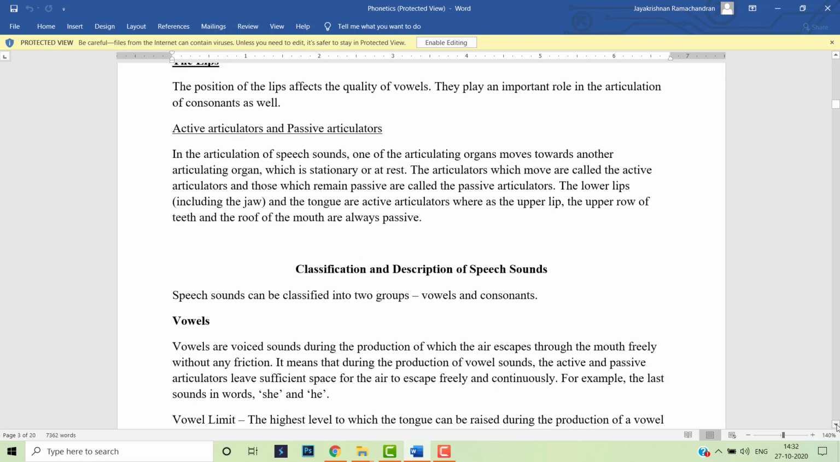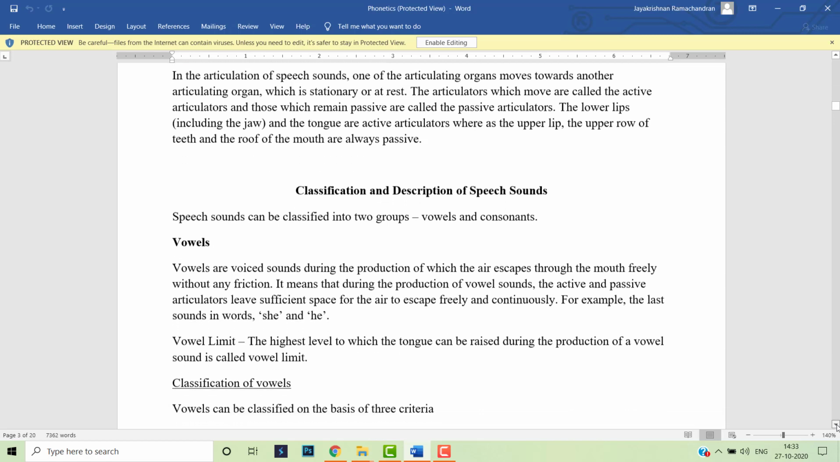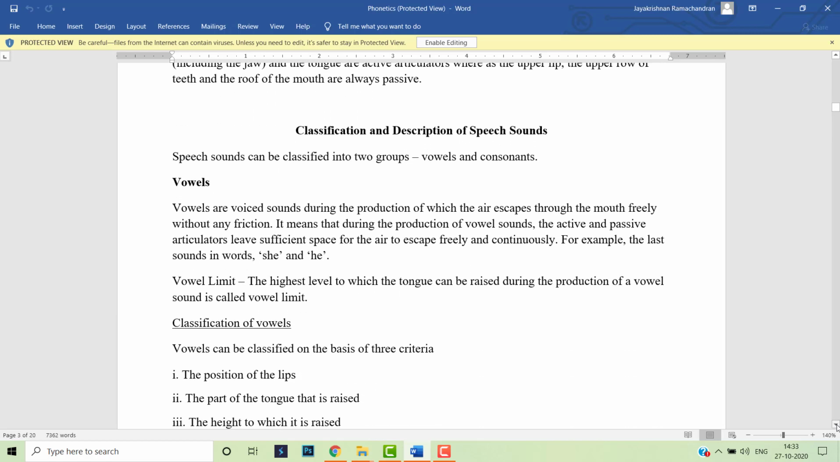Now when we come to today's class, we are going to look at the classification and the description of speech sounds. So this is the most important part in this module. You have to learn how you can classify vowels, consonants, and also diphthongs. Basically, speech sounds can be classified into two groups, vowels and consonants.